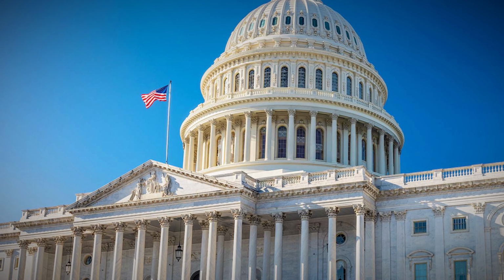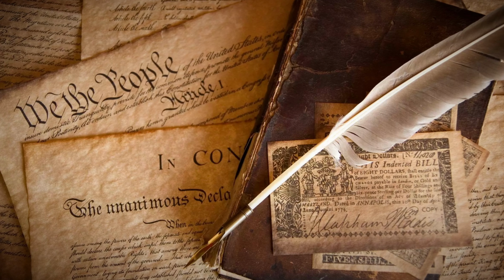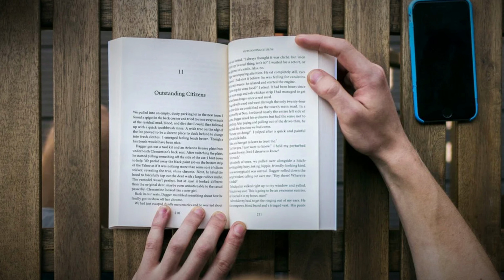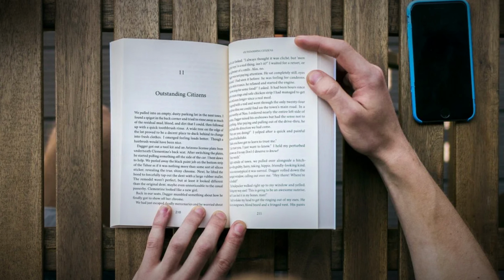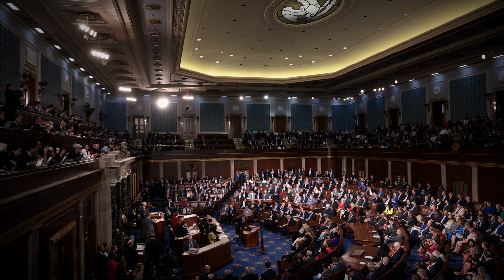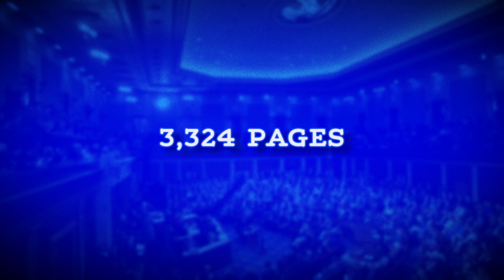Did you know that? Did you know that the federal government can only do what it is legally allowed to do as written down in the Constitution? Obviously, in today's context, this amendment gets more and more hilarious or terrifying, depending on how you look at it. In modern printed book format, the Constitution and the Bill of Rights would take up about 12 to 15 pages. Yet, last year alone, the federal government printed 3,324 pages of bills that were signed into law.